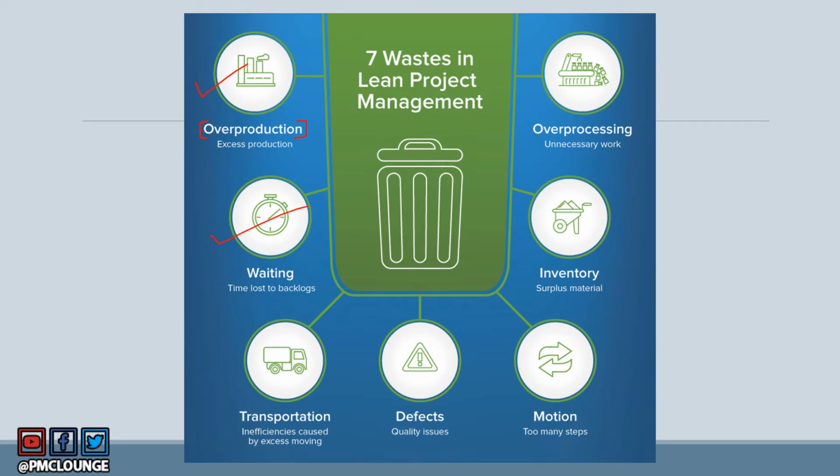Now, waiting time lost to backlogs, this is also a sort of bottleneck. So how can you reduce the waiting time? Transportation, so inefficiencies caused by excess moving. So there are transportation requirements in factory and plants environments. So the requirement of transportation is a bottleneck. How can it be reduced? You've got defects, of course, related to quality defects here. Motion, too many steps. If there are too many smaller steps, can they be combined, or can we eliminate 5 steps and take just one large step in the production line to reduce waste?